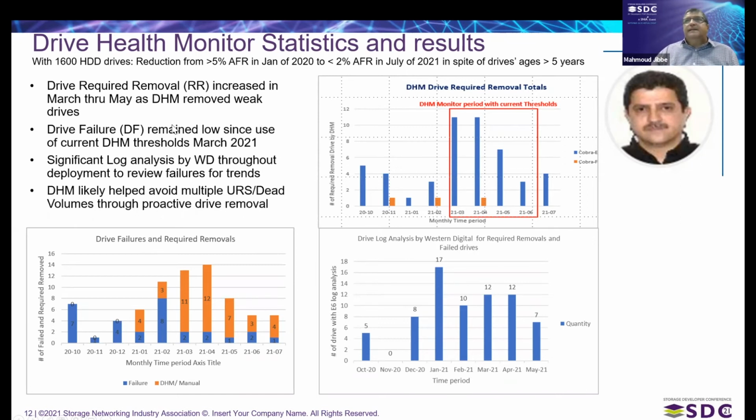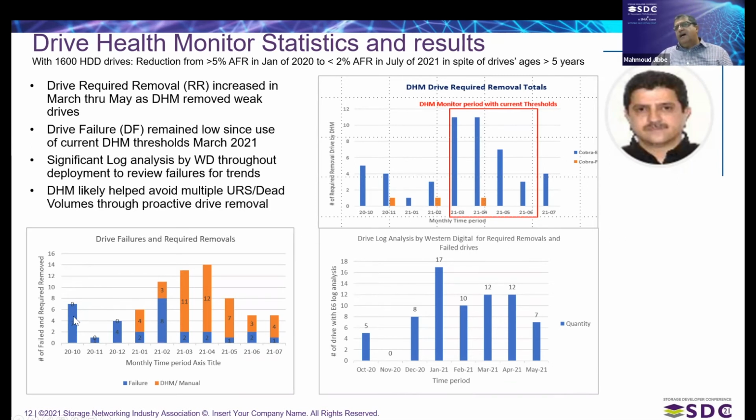The way we implement this, you'll see that when the drive monitor comes back and suggests a drive requires removal, that number increased from March through May as the drive monitor started removing weak drives. In this chart you'll see the number of failed and required. Let's start here first: this is the window where we start monitoring systems.